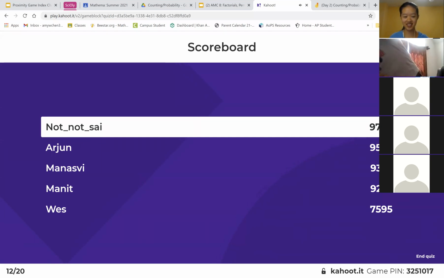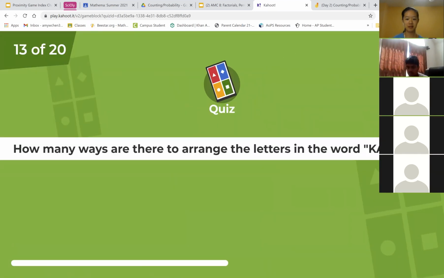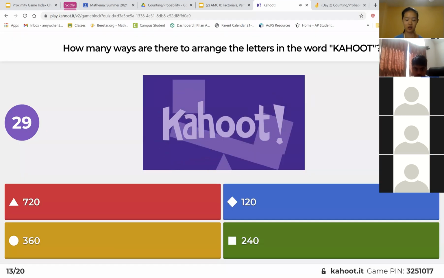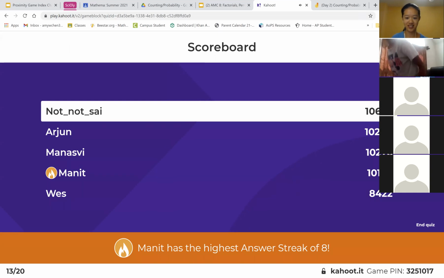Somehow caught up by 1,000 points. I forgot. I thought I lost something over there. What the heck? Okay, how many ways are there to arrange the letters in the word Kahoot? And the reason why I used the word Kahoot is because I couldn't come up with a more creative word. Yeah. Be more creative, Amy. I'm joking. Amy has very creative questions, guys. She comes up with very, very intricate questions. Amy should be a test maker for the AMC. Yay. Okay. Almost everyone got it. That's great. Oh, I just realized what I did wrong now.